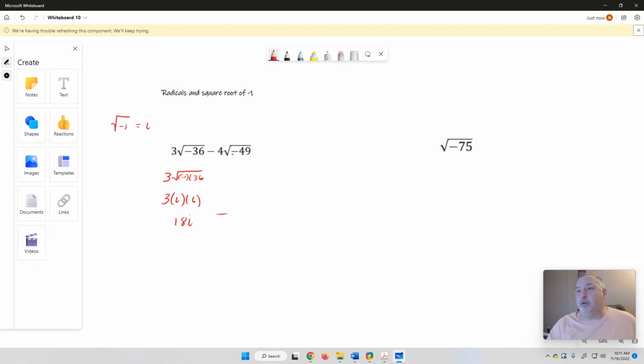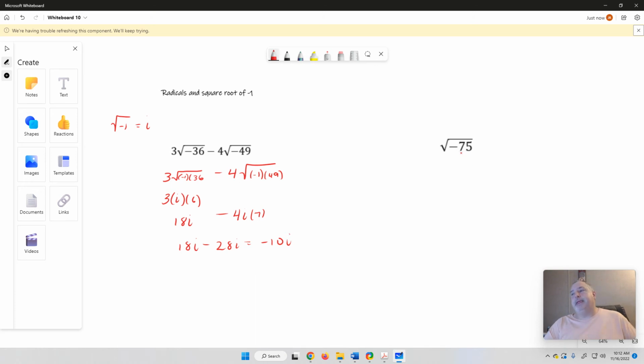Okay, same thing for this. We've got -4, and we're breaking this down into -1 times 49. We know the square root of -1 is I. So this will be 4I. Square root of 49 is 7. And so that's going to simplify into 18I minus 28I, which will give us -10I. So that's all there is to that.